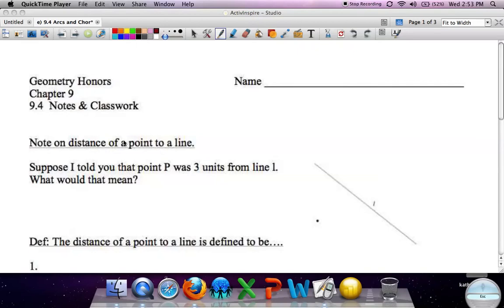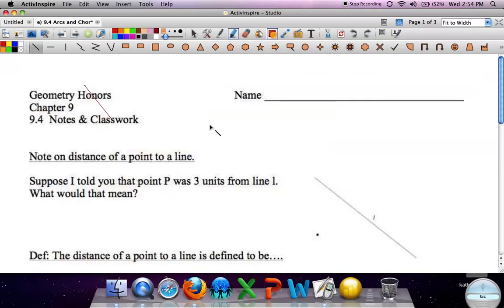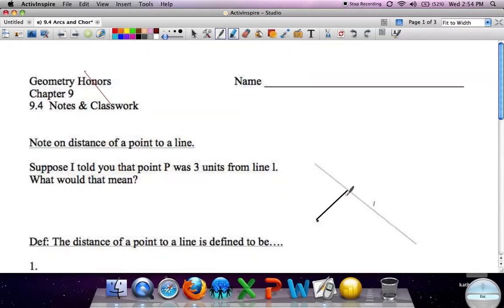So I would take the point and I would imagine how would I walk or shortly go from the point to the line segment. Starting at the point, what would be 3? Would it be from here to here? Would it be from here to here? No, it would be from here to here. The shortest distance between a point and a line is this distance here, and it is the perpendicular distance. This would be 3 units away.